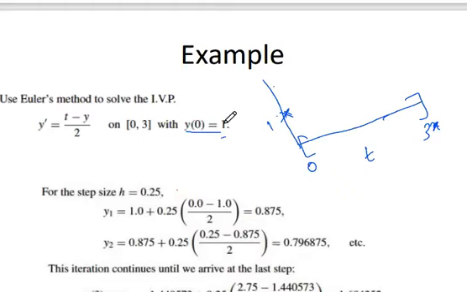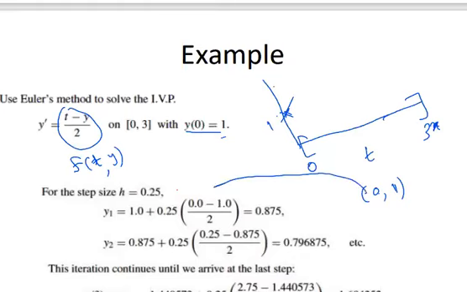Then if you know that point, 0, 1, where x naught is 0 and y naught is 1, and this is your function lowercase f of t comma y, then you are able to find the slope of the solution at this point. Just plug this one into here, then the slope is 0.